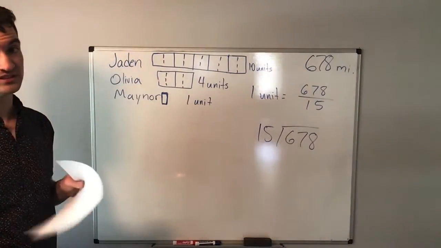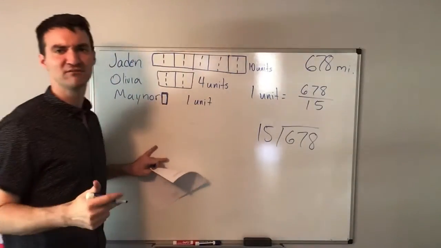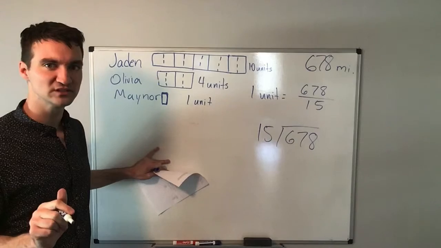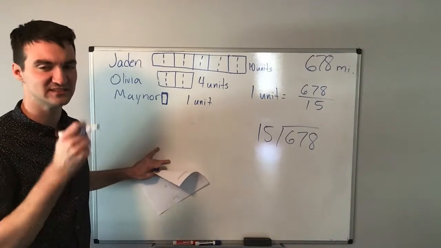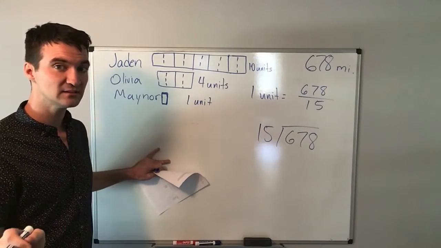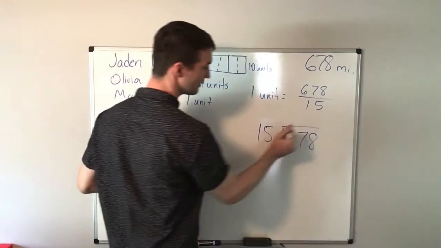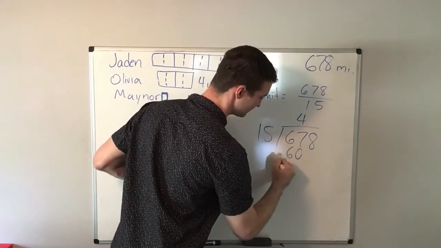15 cannot go into 6, but it can go into 67. So let's start multiplying 15 out. 15 times 2 is 30, so that's going to be a little too low for us. 15 times 3 is 45, still a bit low because we're trying to get to 67. But if we do 15 times 4, then we get 60.